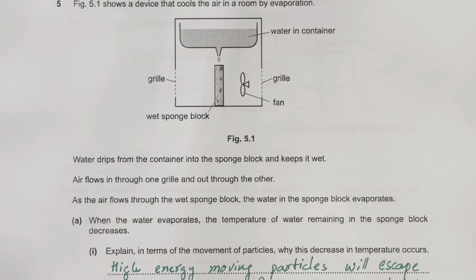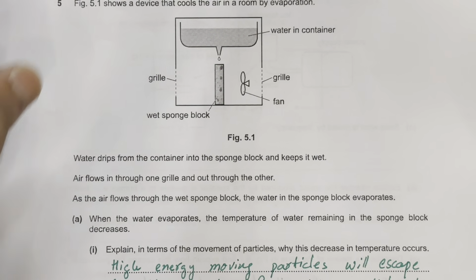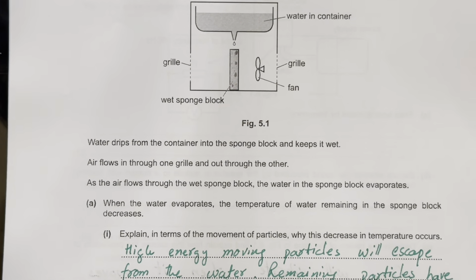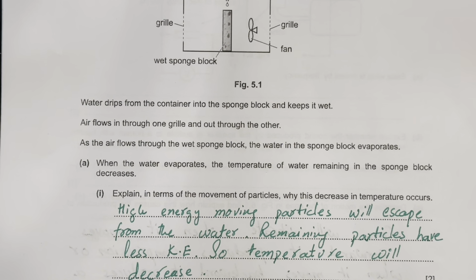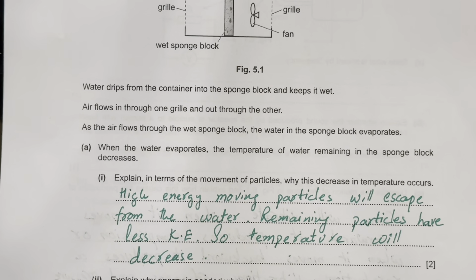As the air flows through the wet sponge block, the water in the sponge block evaporates. When the water evaporates, the temperature of the water remaining in the sponge block decreases. Explain. We know that when the high energy particles escape, the low energy particles remain. The low energy particles have less temperature, so their kinetic energy would be less, so the temperature would decrease. I will explain it again.